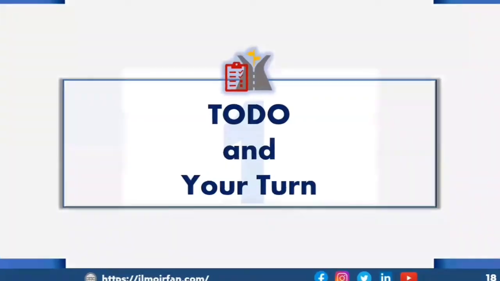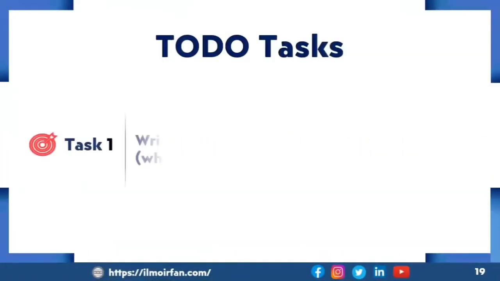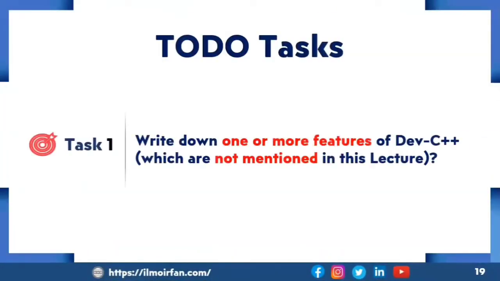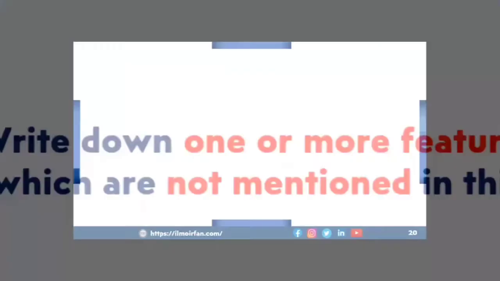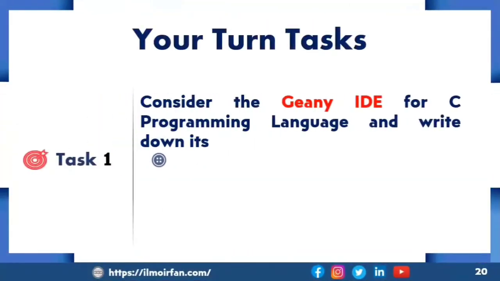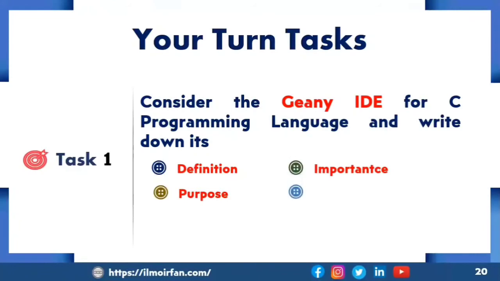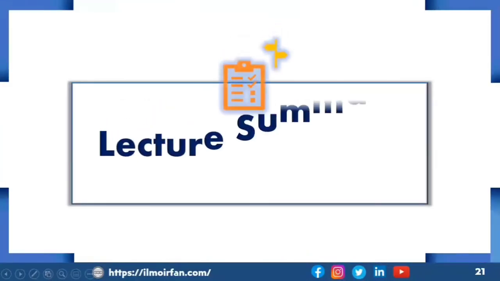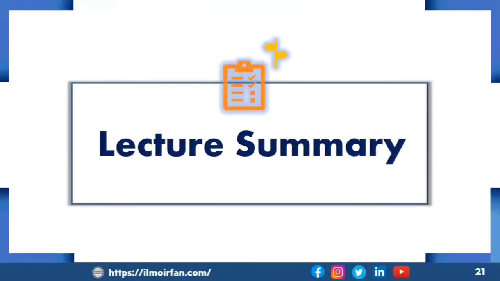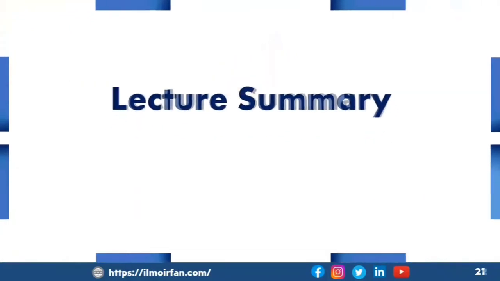To-do and your turn task. The to-do task for this part of lecture is to write down one or more features of Dev C++ which are not mentioned in this lecture. Your turn task is to consider the GUI IDE for C programming language and write down its definition, importance, purpose, main features, and system requirements. After discussing basics of Dev C++, now let's move to lecture summary.